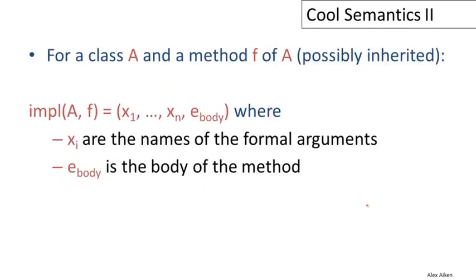Now, in order to do the lookup of a method in a class, we're going to need some representation of what methods exist in which classes in our operational rules. So we're going to define a function impl, which stands for implementation, and the implementation in a class A of a method f is going to be, first of all, the list of formal parameters. So it's going to tell us what the formal parameters of f are, and then the body of f, whatever the function body of f is.